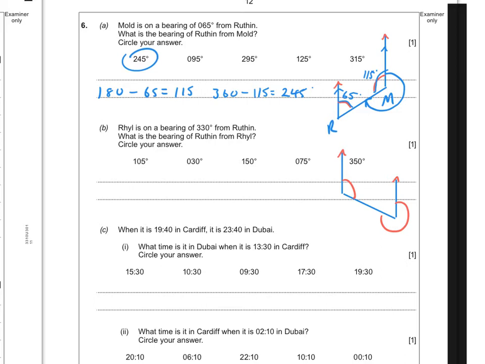For part B, I'm saying that Ril is on a bearing of 330 from Root-in. What is the bearing of Root-in from Ril? So again, I've drawn a little sketch to help us here. So again, Ril is on a bearing of 330 degrees from Root-in. What is the bearing of Root-in from Ril? So this bearing here is 330 degrees.